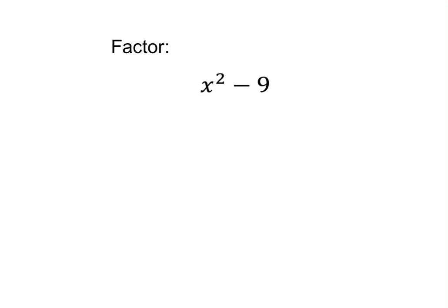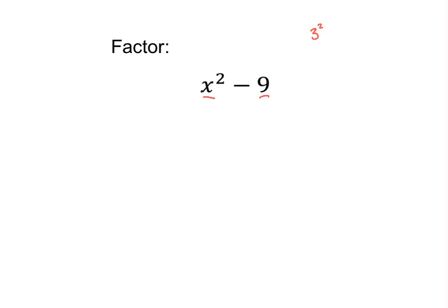Here we see our second special case. So this is what we call a difference of squares. In a difference of squares, we have a subtraction. That's where the name difference comes from. And we end up with 2 squares. So x squared is a square and 9 is a square, meaning that we can write it as a square of another number. So 3 squared is 9.